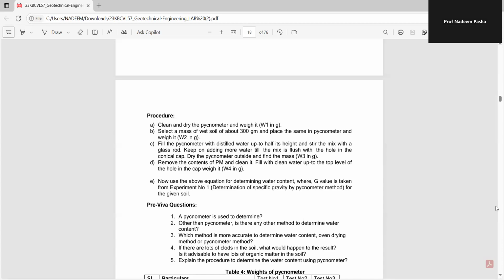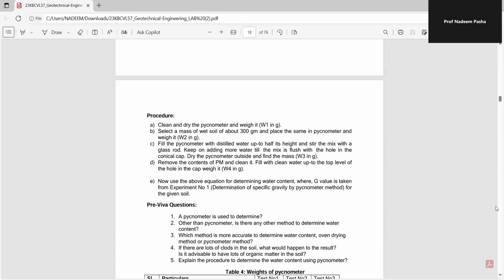First step is you have to clean and dry the pycnometer. Empty weight of pycnometer is W1 gram. In the second step, you have to select a mass of wet soil of about 300 gram, place it in the pycnometer and weigh it. That will be W2 gram.